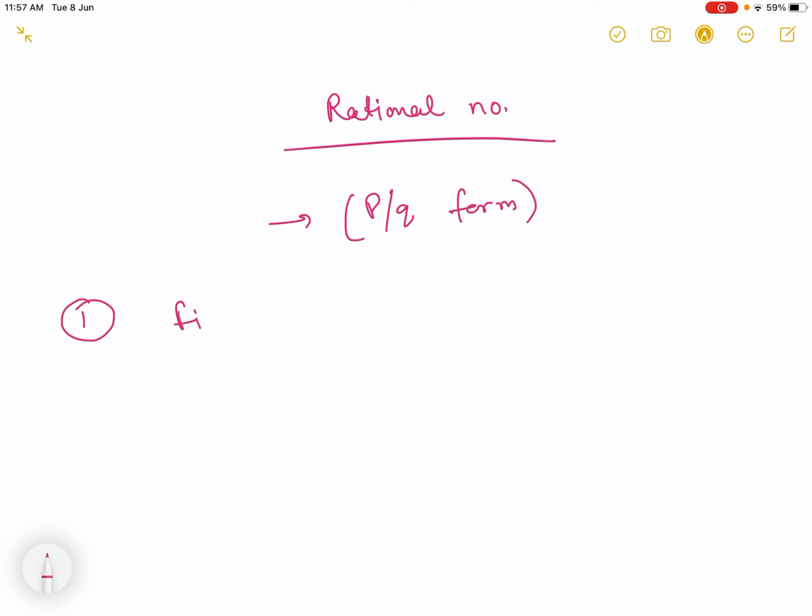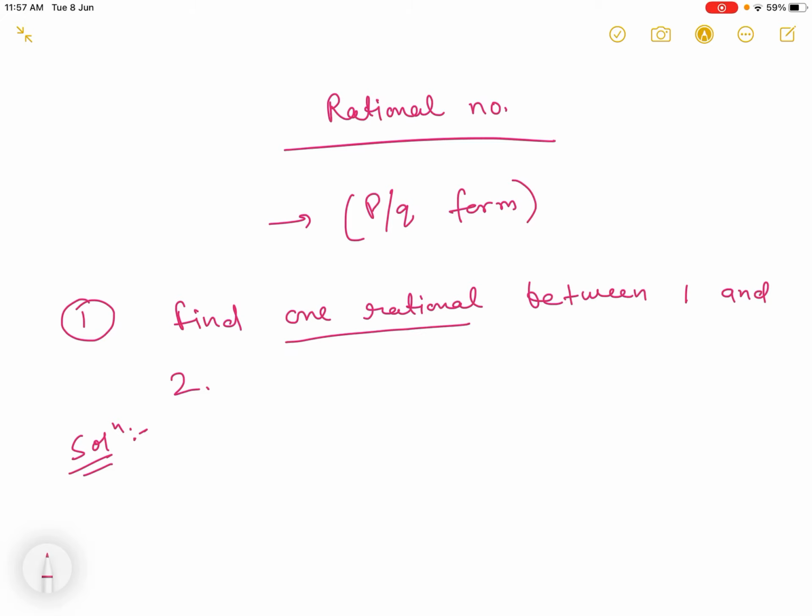Suppose we have to find one rational number between 1 and 2. So how do we solve it? Basically, we have to find one rational number between 1 and 2. So first of all we will make our number line, 1 and 2, and in between these numbers we will have to find one rational number, right?